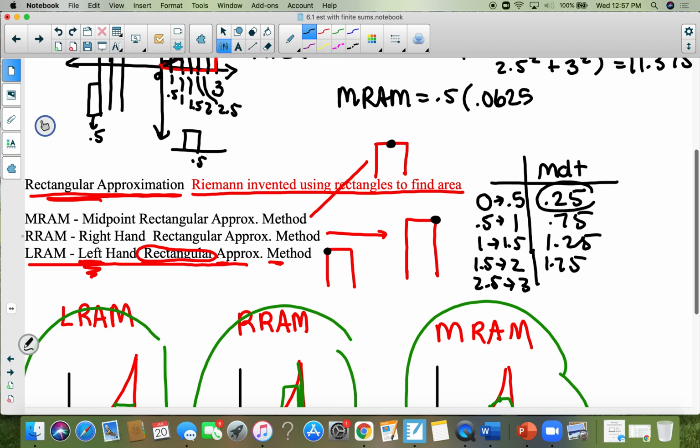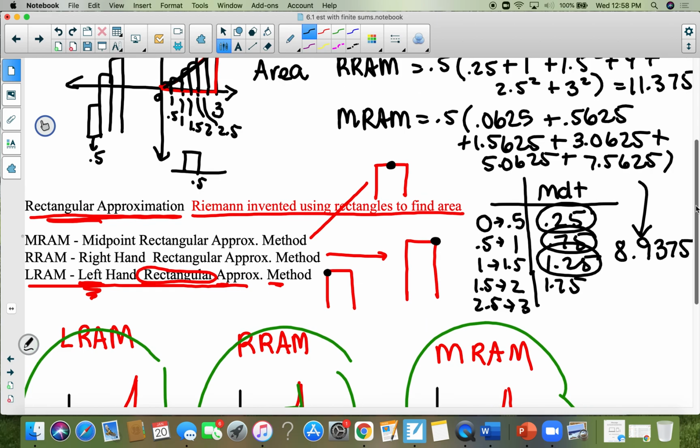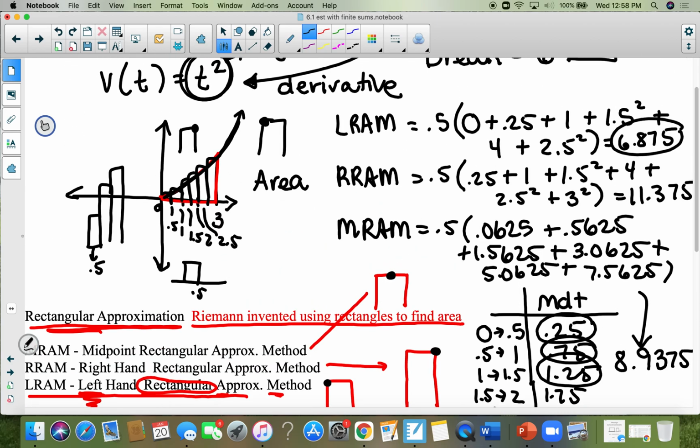because you have to take this and put it into your t squared. Then you take the next one and put it into your t squared, and the next one, and you take your last one and put it into t squared. And you are going to get for the midpoint rectangular approximation 8.9375.